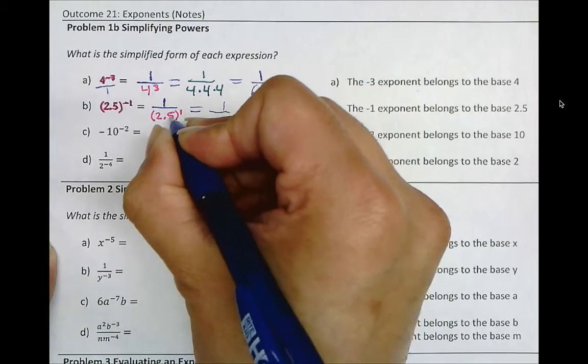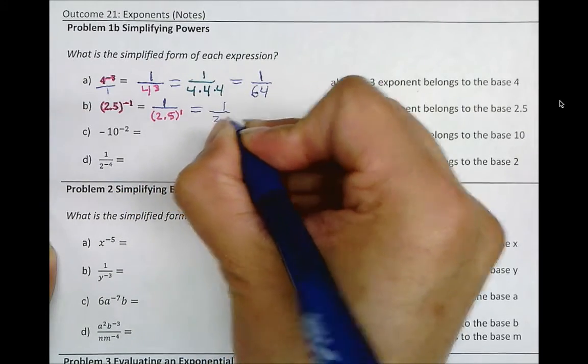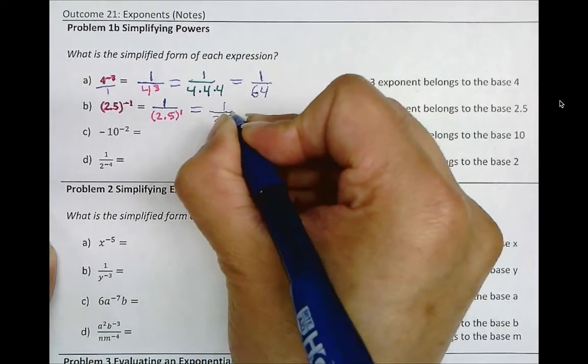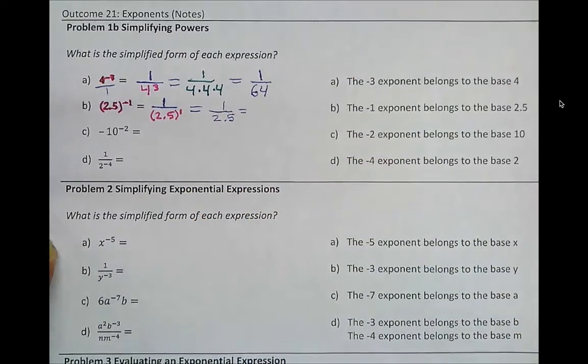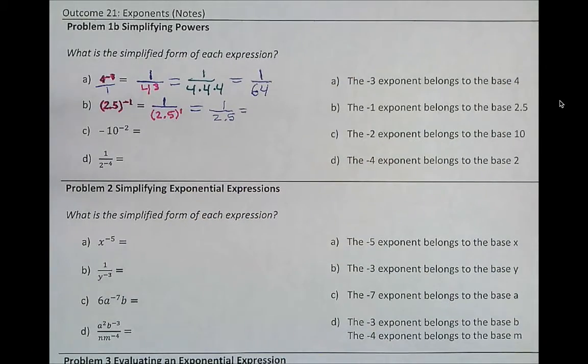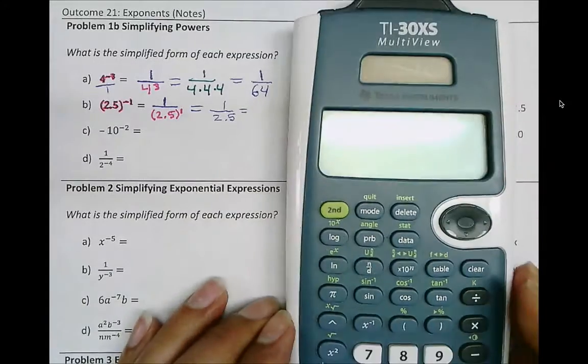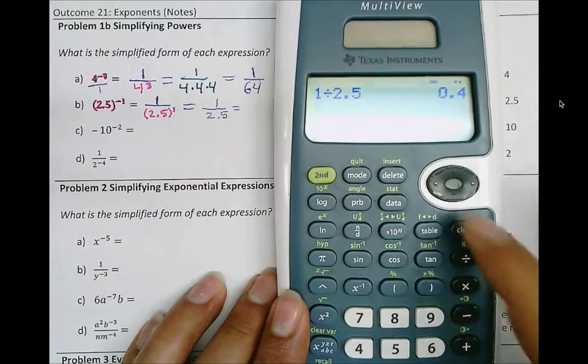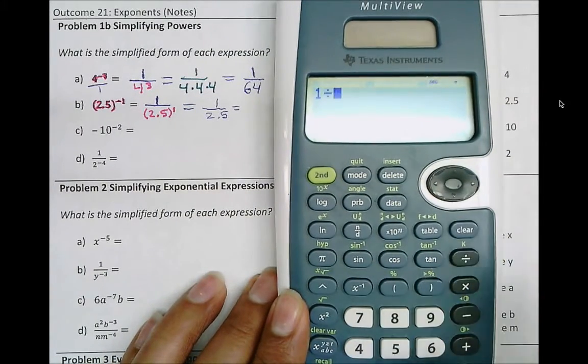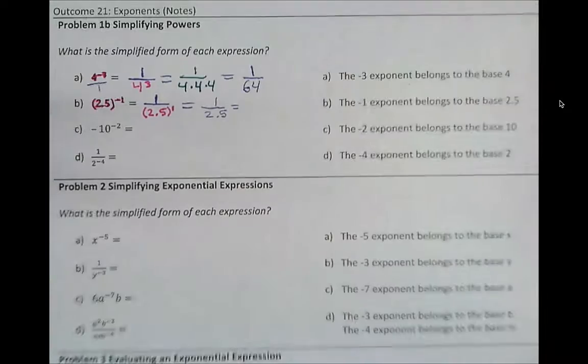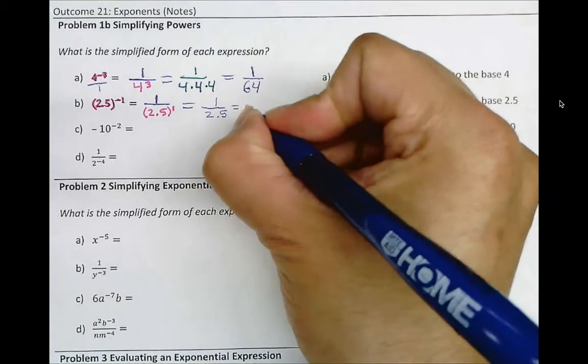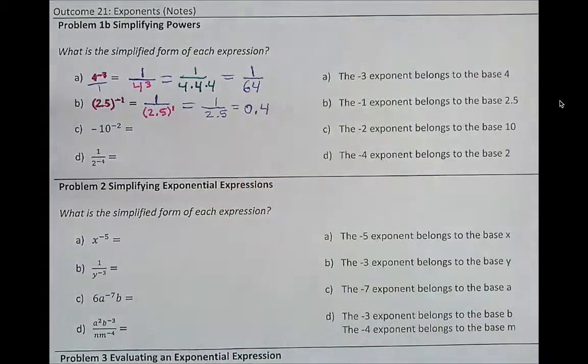2.5 to the power of 1 is just itself, 2.5. Now, you cannot leave a decimal in a fraction. So to simplify, we go ahead and divide, and we get 1 divided by 2.5, which is 0.4. So our final answer, we'll leave in decimal form, 0.4.